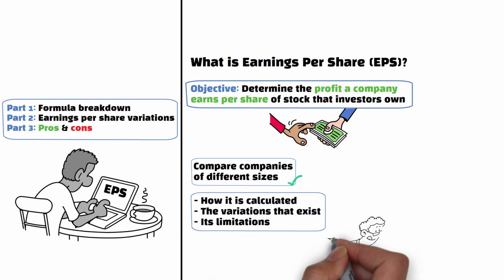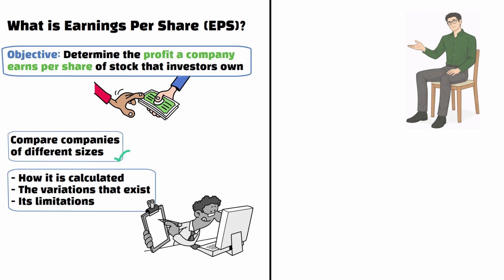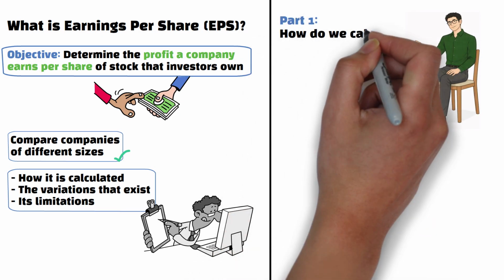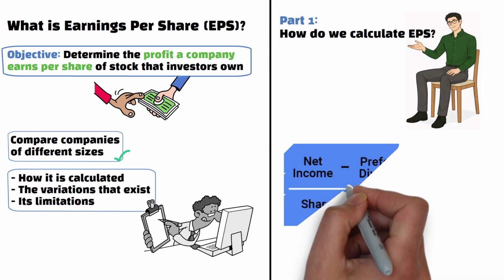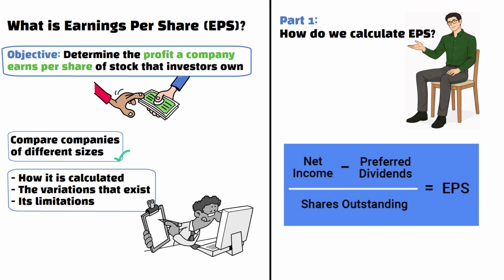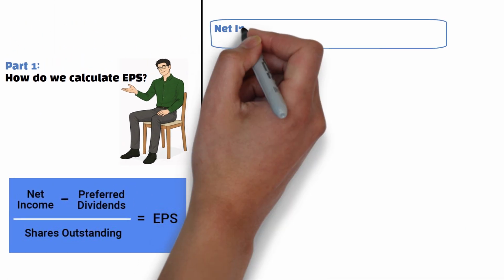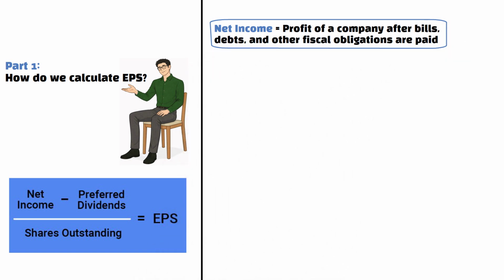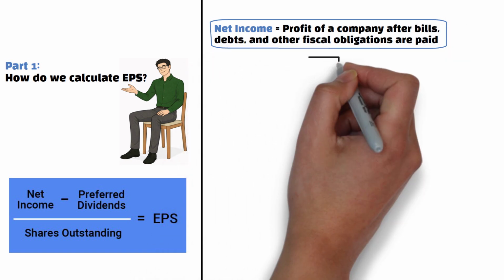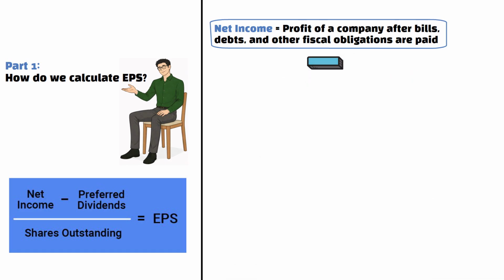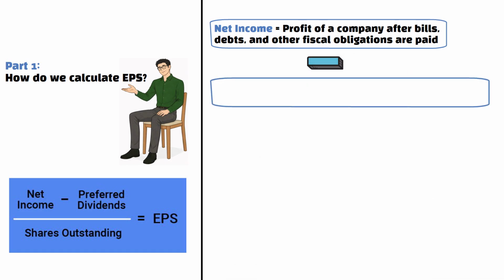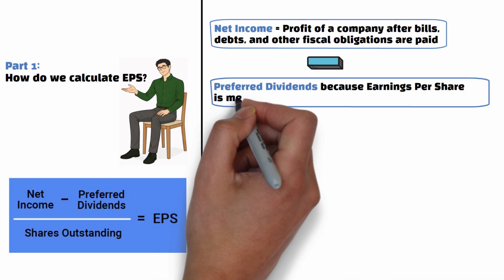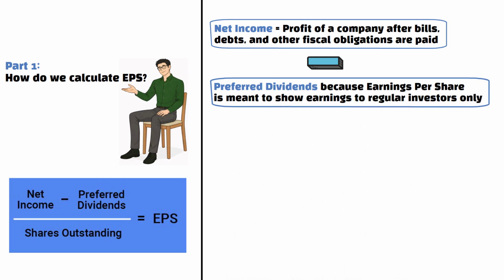In the first part, we'll look at how we calculate earnings per share. The common formula is net income minus preferred dividends divided by weighted average shares outstanding. Every aspect of the formula is important. Let's break down each aspect to understand it better. Net income is the profit of a company after bills, debts, and other fiscal obligations are paid. It's the baseline of every profit summary. We subtract the preferred dividends because earnings per share is meant to show earnings to regular investors only.